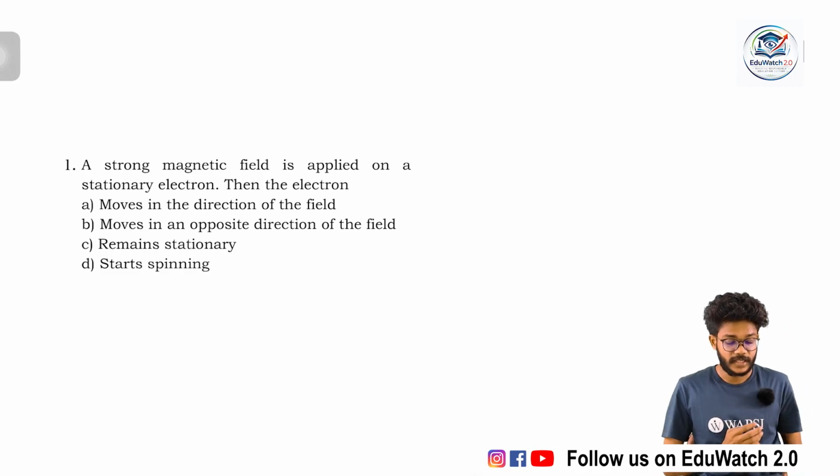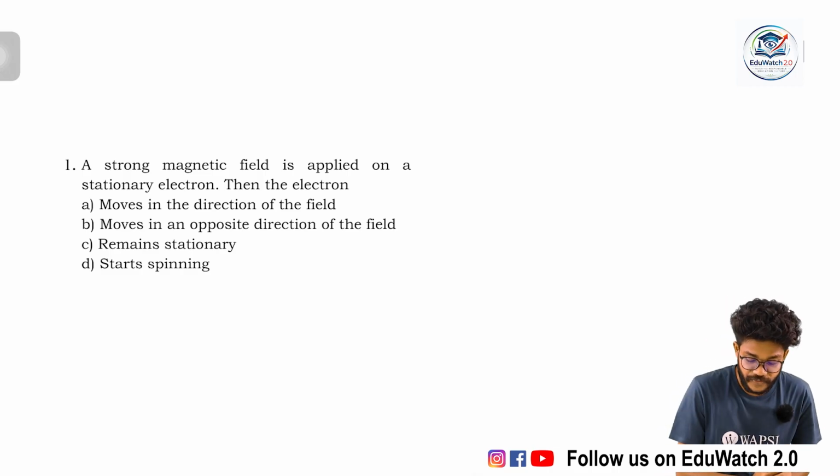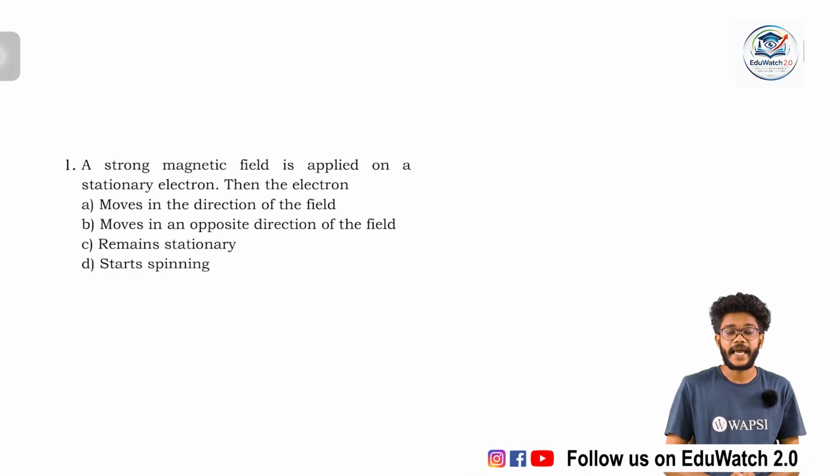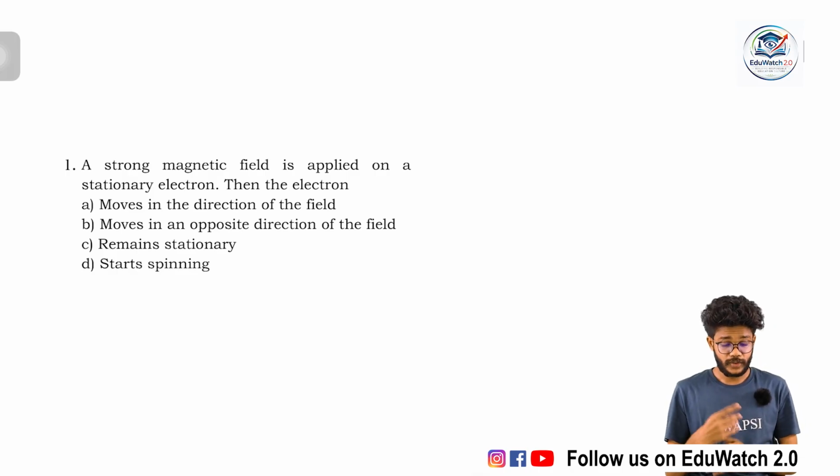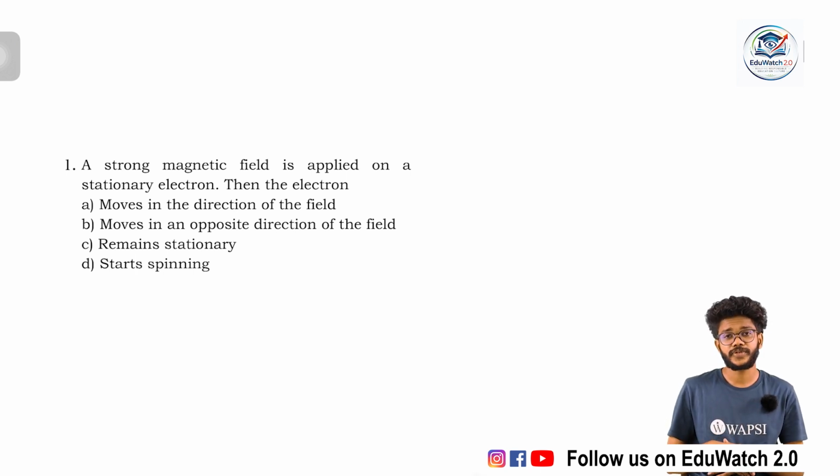The first question is, a strong magnetic field is applied on a stationary electron. Okay, the electron is stationary. Then the electron moves. All options are related to some kind of motion, and in option C, remain stationary, and option D, start spinning. So three options are related to a motion and one option is related to a stationary position.